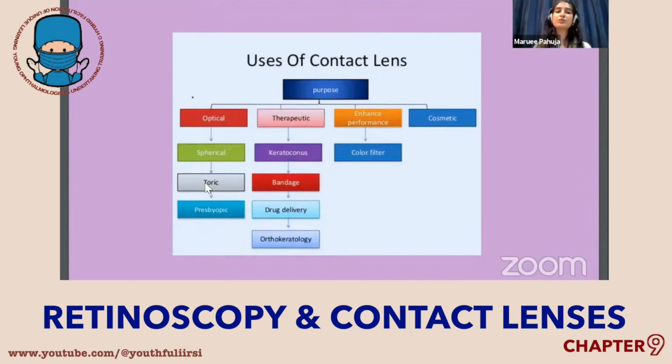The therapeutic purpose of contact lenses is, as discussed earlier, in certain ocular surface diseases, for keratoconus or irregular corneas, given as a bandage lens post surgeries or in epithelial defects to reduce the irritation and the sensitivity. There are also lenses available as drug delivery lenses, and orthokeratology. For enhancing performance, there are X-Chrome lenses that can be given for color vision blindness patients, and cosmetic lenses. There are many different companies that give different colored contact lenses that can improve the cosmetic appearance on certain occasions.